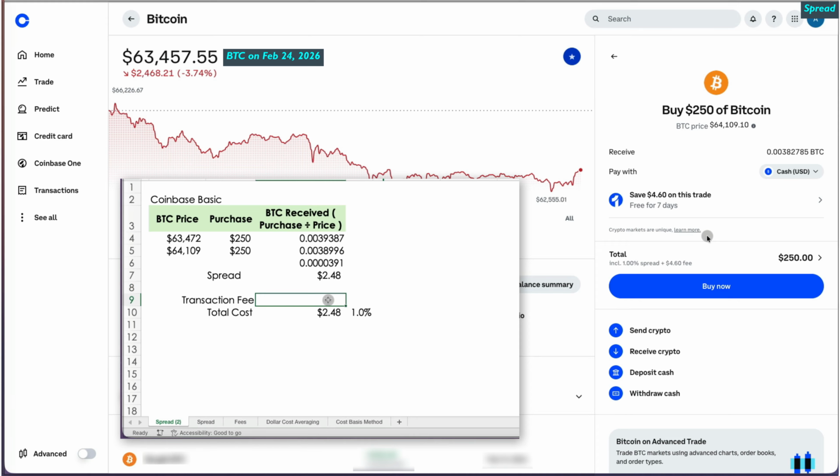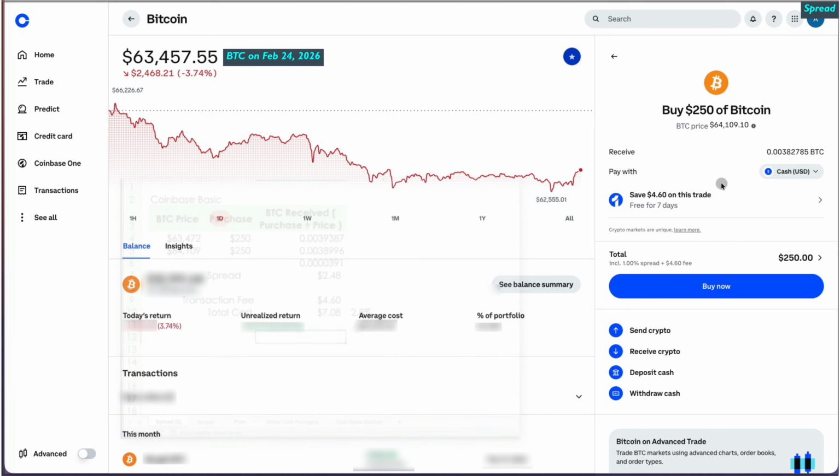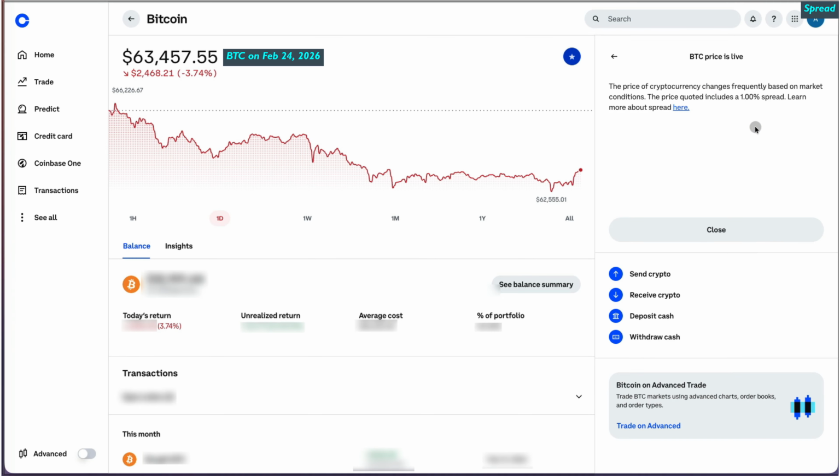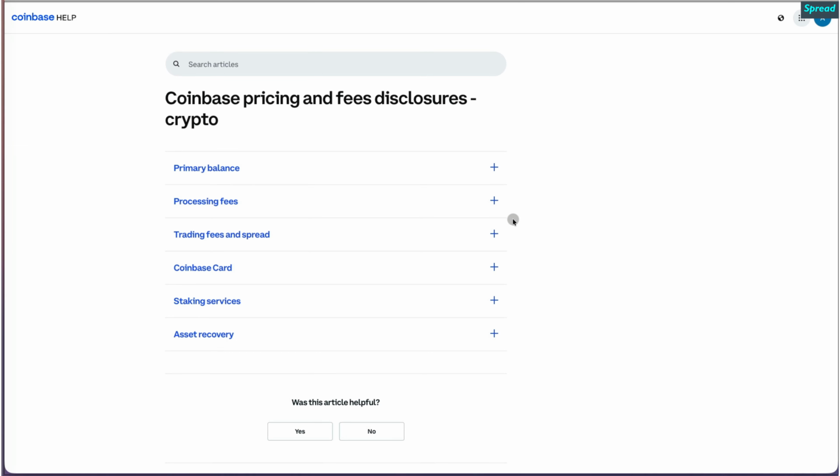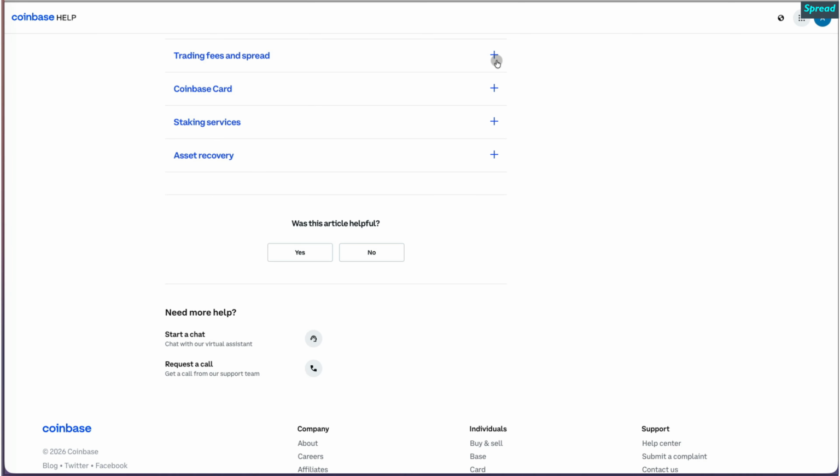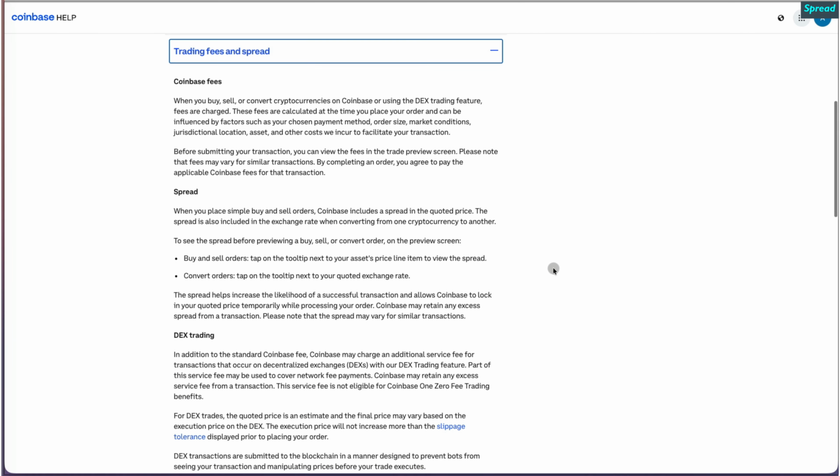On top of that though, I am also paying a transaction fee of $4.60. So in total, I am paying $7.08 in spread plus transaction fees, which is about 2.8% of my $250 investment. If you want to know more about Coinbase fees, you can find details in their help section.